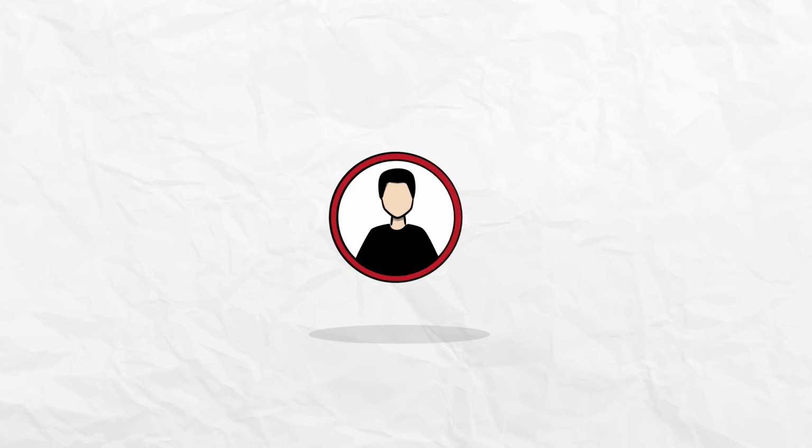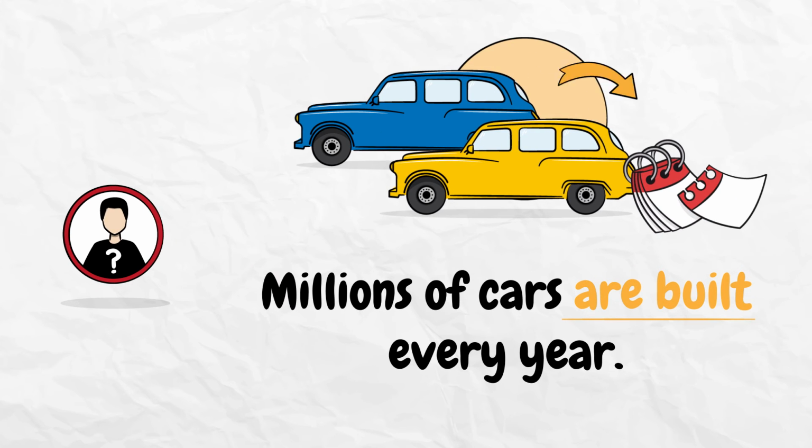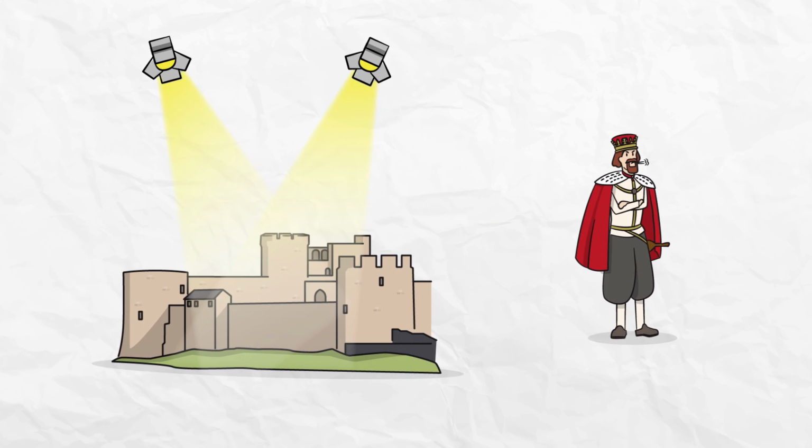To use another example, in most passive sentences, we don't even name the people who do the actions. Millions of cars are built every year. We don't want to say who builds the cars. We want to say how many cars are built. So, only use the passive when you want to focus on what is done, not on who does it.